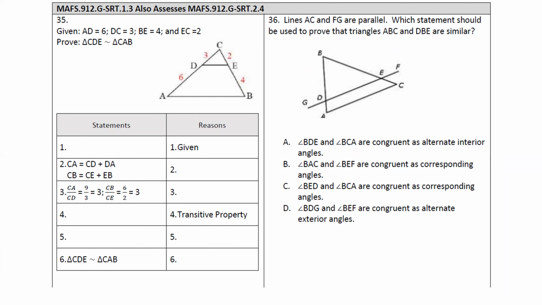All right. On 35, given AD is 6, and they have it labeled. DC is 3, and they have it labeled. BE is 4, and EC is 2, and they have them all labeled. Prove that triangle CDE is similar to triangle CAB. All right. So there's a lot of information that was given.